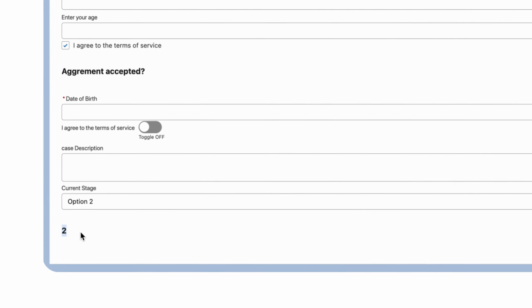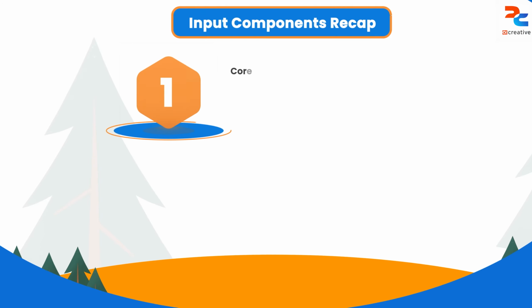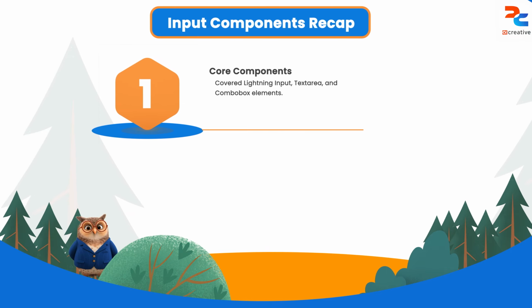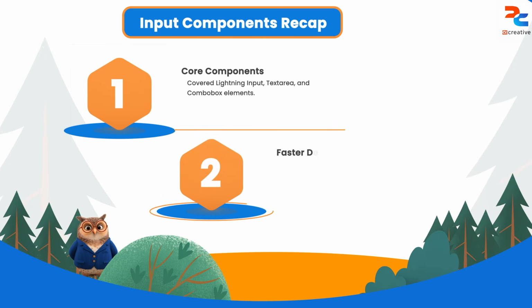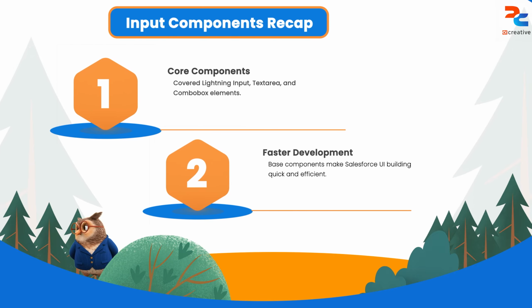So here we have seen the drop down, or we can say the lightning combo box. In this video we explored the input components in base lightning components, including lightning input, lightning text area and lightning combo box. These ready to use components make UI development in Salesforce faster, consistent and highly efficient.